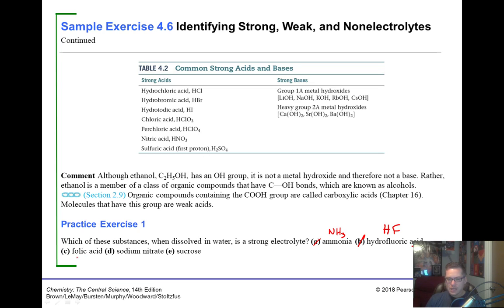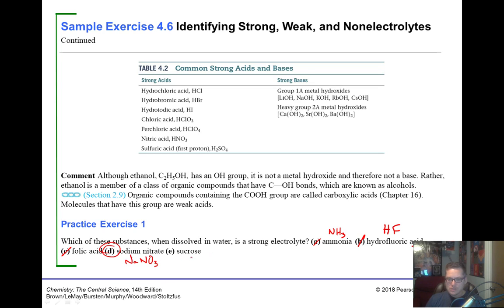Okay, folic acid, this is B9, the vitamin. Anyway, folic acid is a molecular compound, and it's an acid, but it's not one of our 7 strong ones, so therefore it is a weak electrolyte. Sodium nitrate, well, this would be NaNO3, and we know this is an ionic compound, because it's going to form ions, and so therefore it's going to be a strong electrolyte because it's an ionic compound.